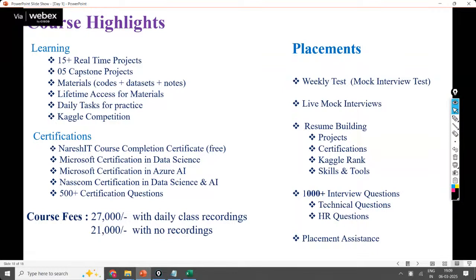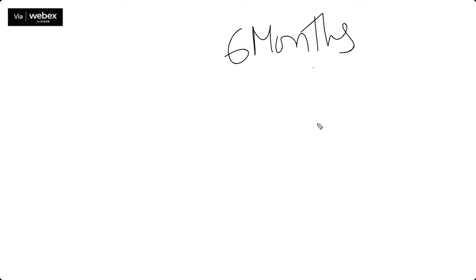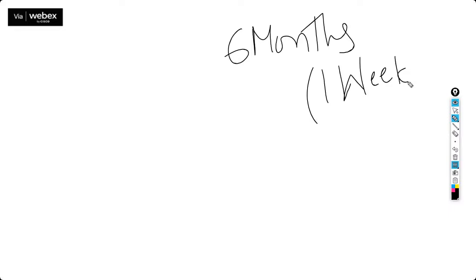Right? Now coming to this, the entire course duration is going to be 6 months. Out of which, exclusively 1 week will be for your interview preparation. Only for interview preparation, for mock interviews or for tests. Along with the Kaggle competition class, resume building, discussion of interview questions, all these things will be done in the 1 week. 1 week will be exclusively focusing only on the placement related stuff.